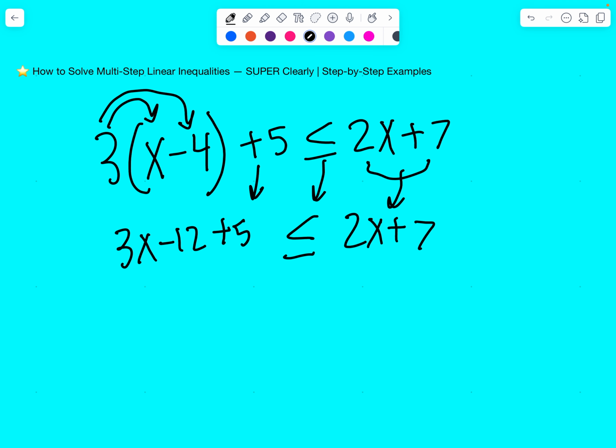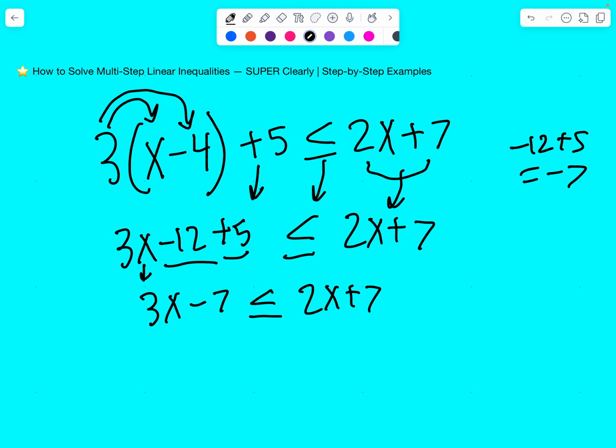Let's combine our like terms. We have negative 12 plus 5. If I'm in debt by 12 bucks, and then my mom feels bad for me, gives me $5, that doesn't solve all my problems, because now I'm in debt by how much? There's negative 12 plus 5. Negative 7. So I have 3x minus 7 is less than or equal to 2x plus 7.